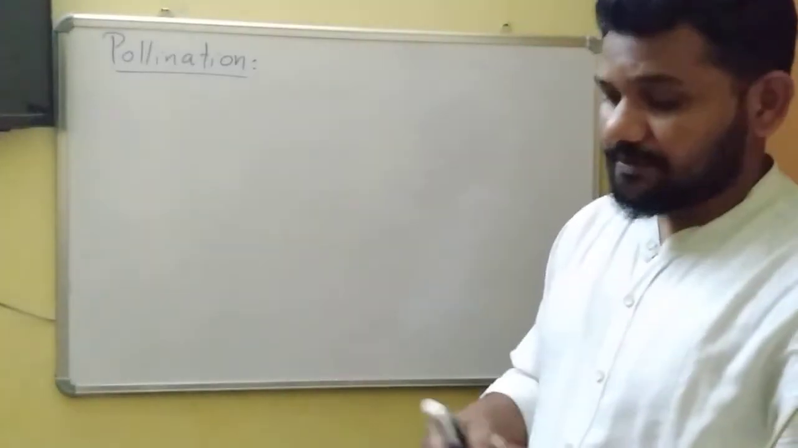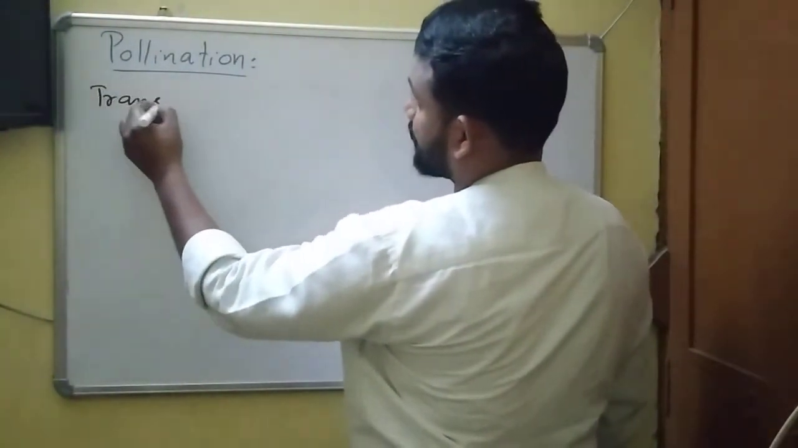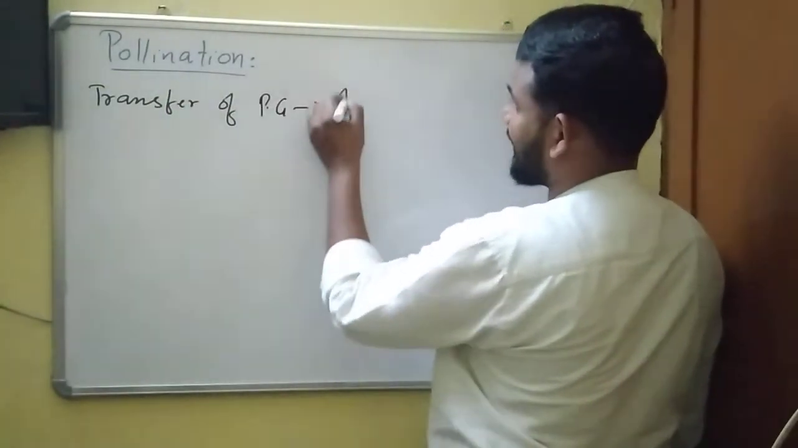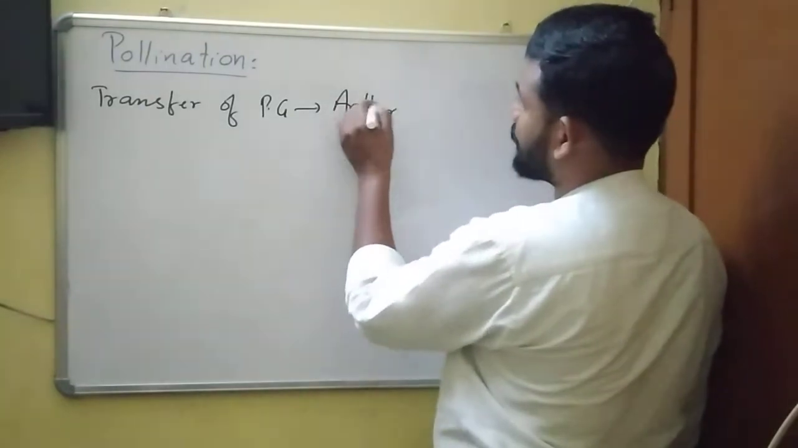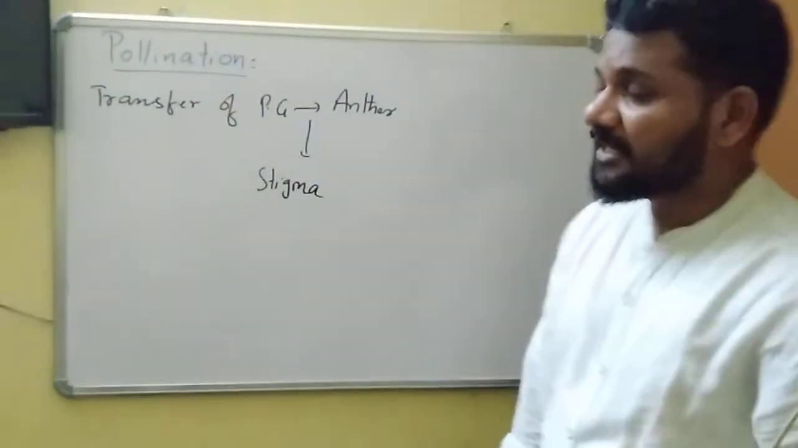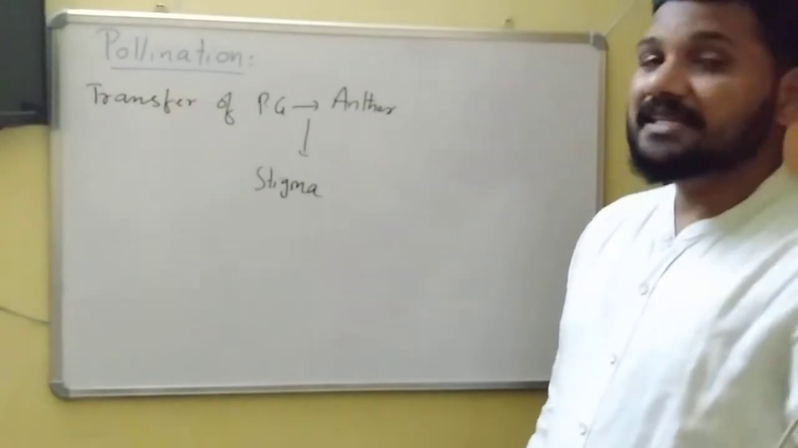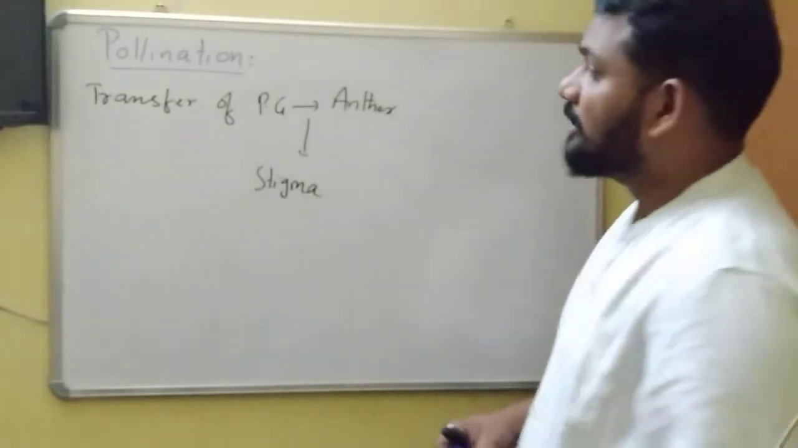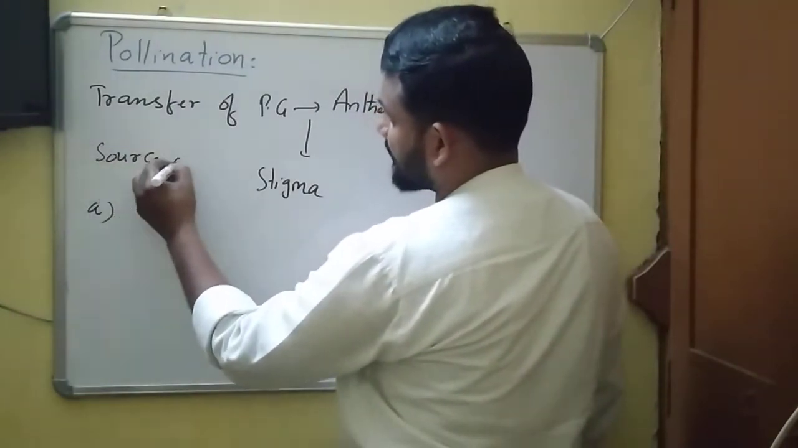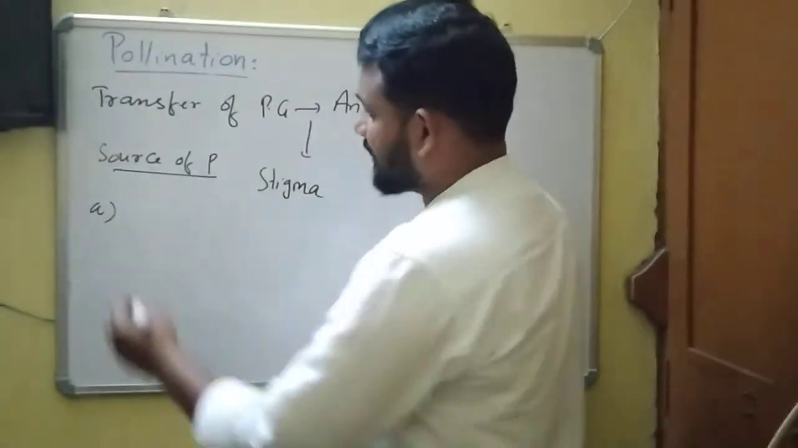What is pollination? Pollination is the transfer of pollen grain from anther to stigma. Transfer of pollen grain from anther to stigma is known as pollination. Based on the source of pollen grain, pollination is of three types. Based on the source of pollen, pollination can be categorized into three types.